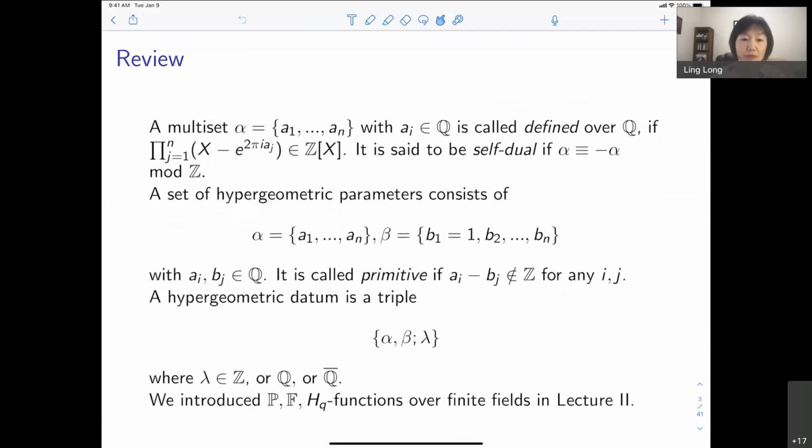In the previous two lectures, alpha will be a multi-set consisting of rational numbers. And the whole set is defined over Q if you look at the corresponding polynomial.